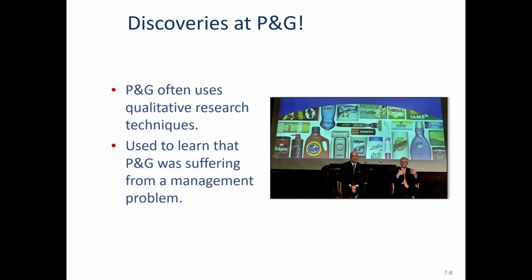Discoveries at Procter & Gamble. With literally thousands of products to manage, Procter & Gamble finds itself in the situation to conduct qualitative research almost daily. And P&G doesn't introduce a product that hasn't been reviewed from nearly every possible angle. Before taking a product to a new country, you can be confident that the product has been focus grouped in that environment. And P&G often uses qualitative research techniques to discover potential problems or opportunities for the company's products.